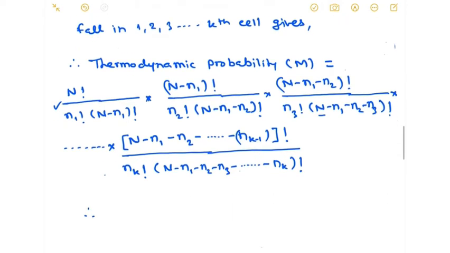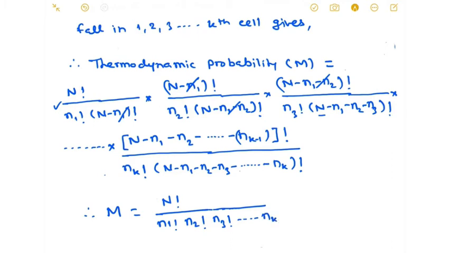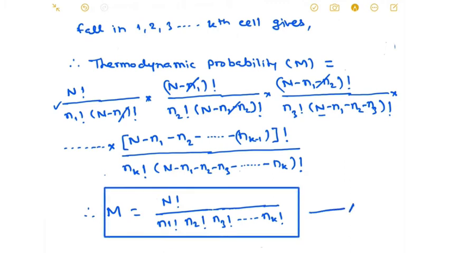Now we simplify this term. How do we get it? N minus n gets cancelled. (N − n1) factorial, numerator and denominator cancel. Here that also gets cancelled. In the similar manner, this term cancels with the next term, and the remaining term we write: thermodynamic probability M is equal to N factorial divided by, only remaining term is n1 factorial. For the second term the remaining term is n2 factorial. For the third term the remaining term is n3 factorial, and for the last term the remaining term is nk factorial. Hence that equation represents the thermodynamic probability, and that equation we call equation A.